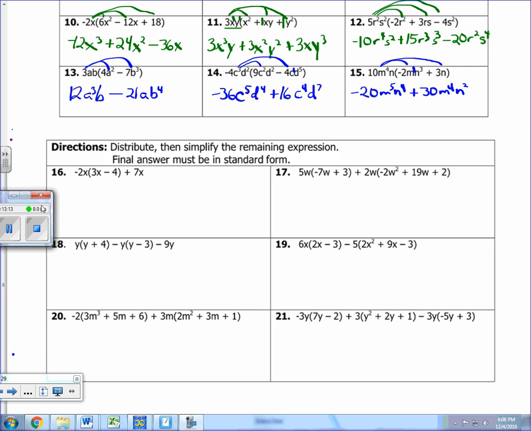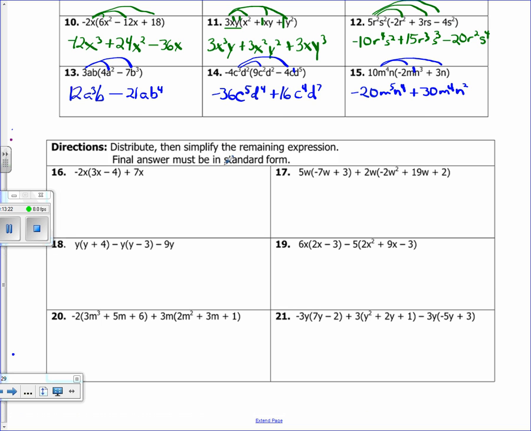Alright, so now we're moving on to distributing. Then we're going to simplify the remaining expression. The final answer must be in standard form. Remember standard form we talked about last time. That's highest power first, then you go down from there. So first, distribute like we were doing.